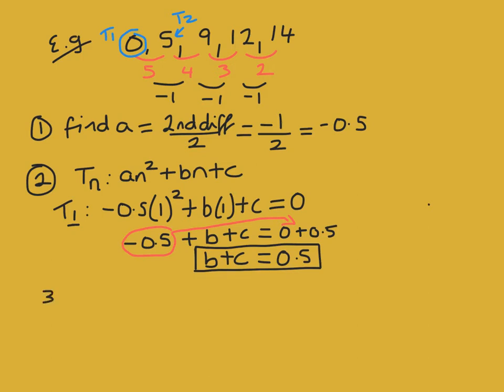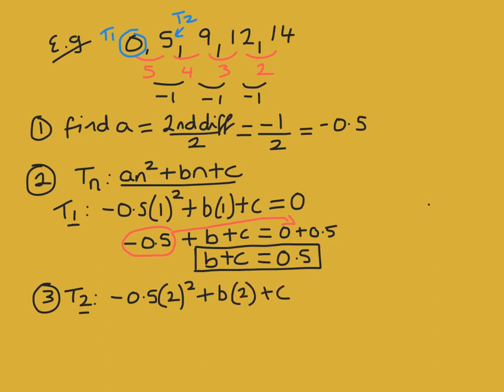Now for step 3, we're going to just take T2. So again, replacing the A in this formula here with -0.5. Replacing n with 2 because we have term 2. 2 squared plus b, replacing n with 2, plus c, and we know that the second term, we're going to let that all equal to the second term, which up here is the number 5.